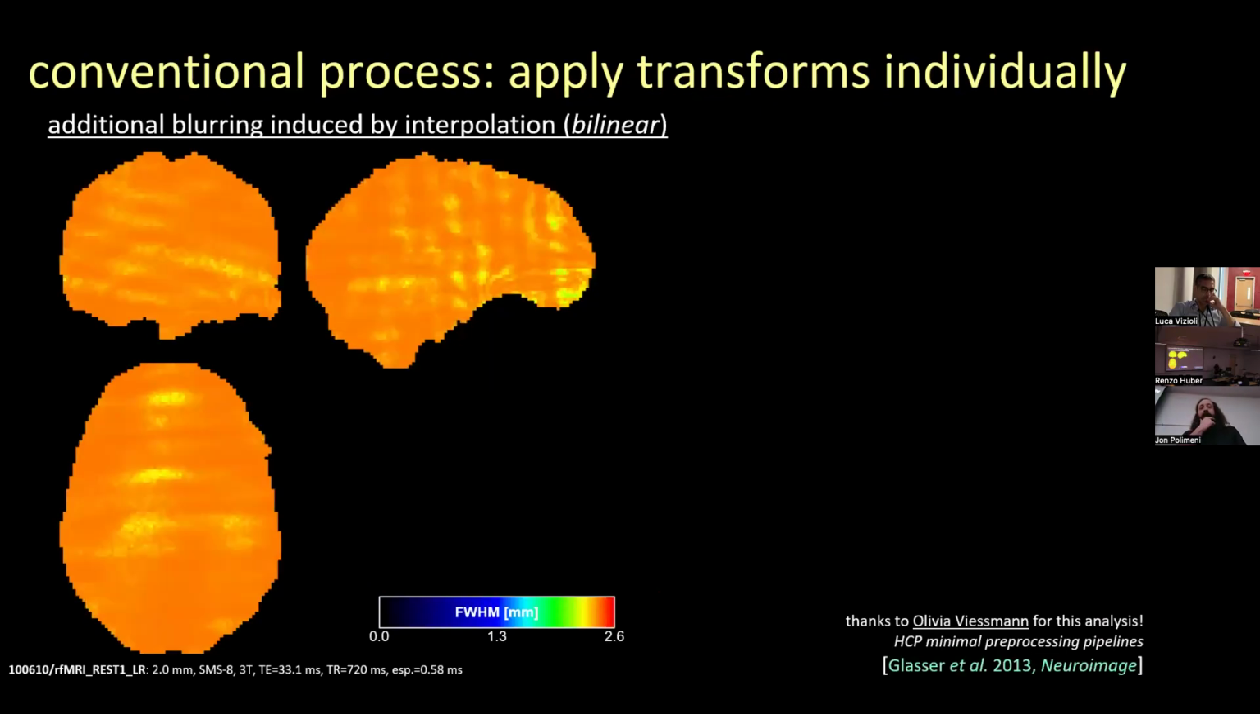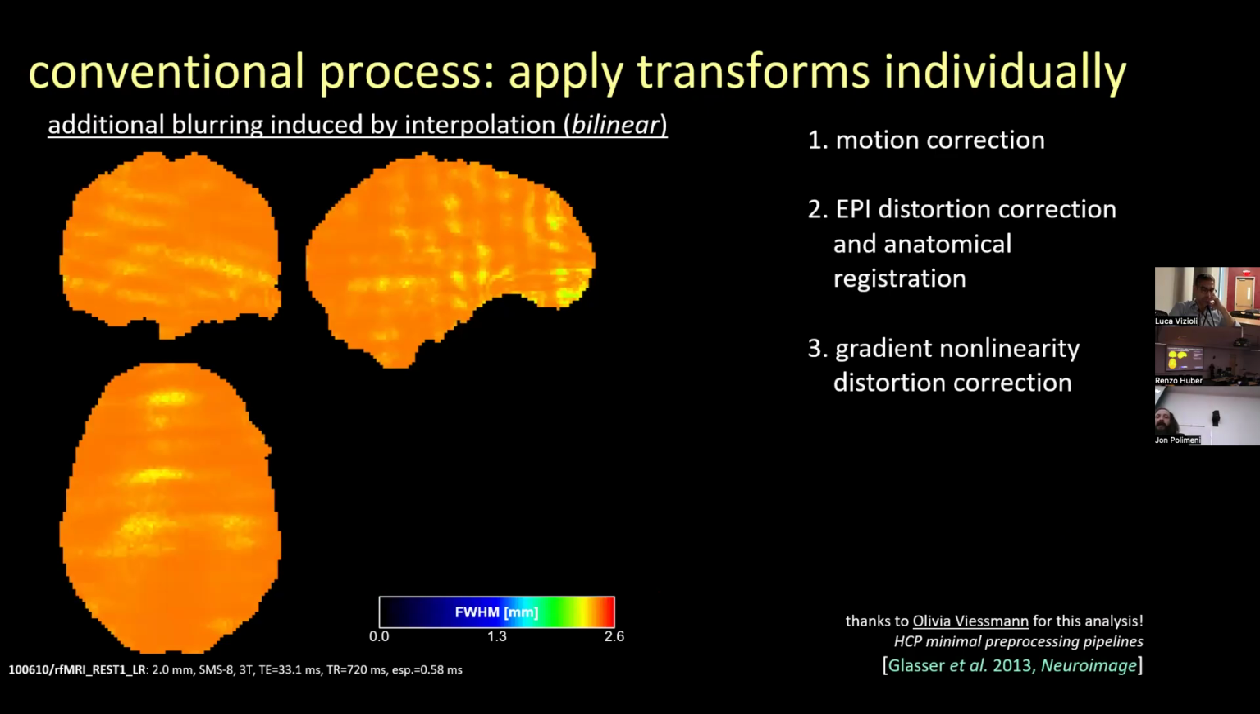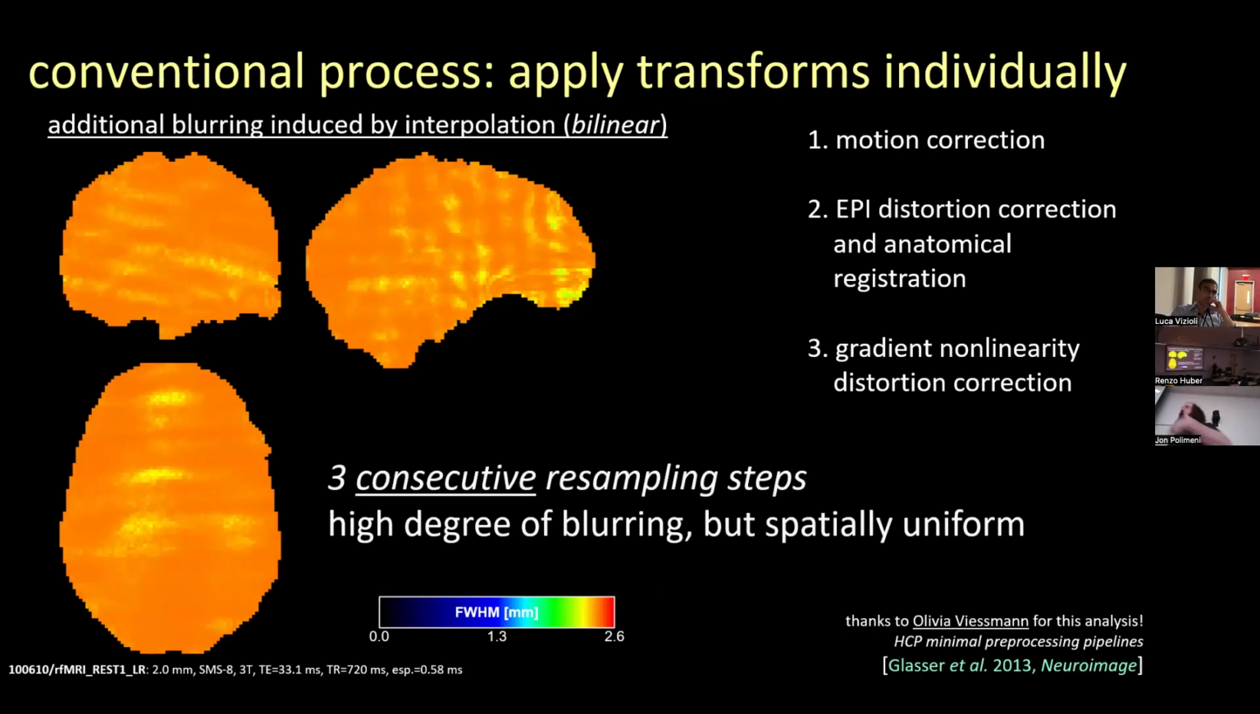Now, I should also point out that in conventional preprocessing pipelines, we'll apply many transformations to the data individually, including rigid transformations such as motion correction, as well as non-rigid transforms such as different forms of distortion correction. And then you can see here, I'm plotting the additional blurring induced by these transformations into the fMRI data. So you can see a lot of blurring that's being induced from these transforms across the brain. This is because every time we transform the data, we need to resample the data back onto the image grid. And this resampling requires interpolation, which is going to smooth out the data.